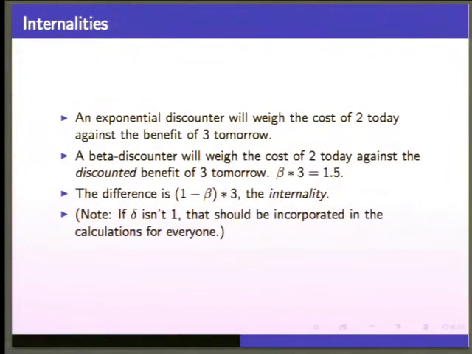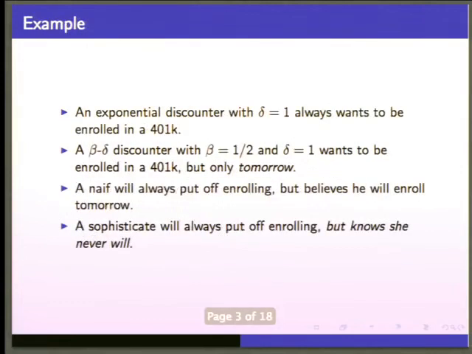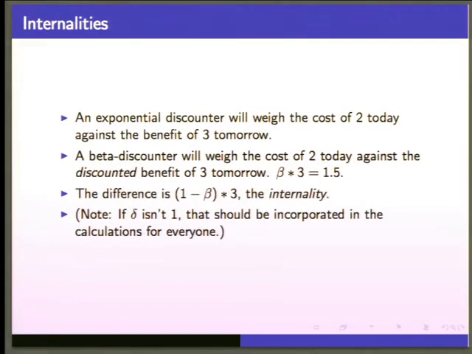Okay, so how do we calculate internalities? So we know that an exponential discounter is going to act optimally, and in this case delta equals 1 and there's no beta, so he's not going to discount any utilities of today or the future, and so he's going to weigh the cost of paying 2 today into the 401k against the benefit of 3 at the end of the 5 periods. On the other hand, a present bias discounter is going to weigh the cost of putting 2 in today to the 401k against the discounted benefit of getting 3 at the end of time. And so that's going to be beta times 3, because present bias discounters bias every period in the future equally. So it's going to be 1.5. And the difference between these two is going to end up being 1 minus beta times 3, and that's going to be the internality. And so 1 minus beta was 1/2 here, and so the internality is going to be 1.5.